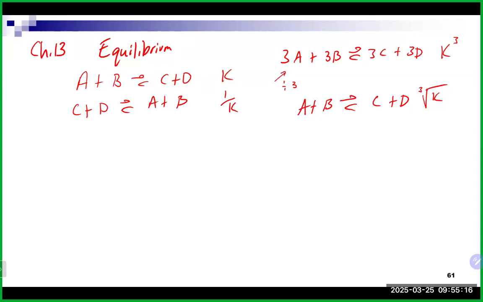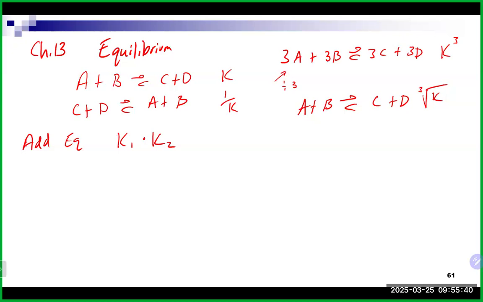A reminder as well that if we do add some equations together, what we do with the K values is we multiply the K values. We don't add the K values. So that's something a little bit different than the Hess's law sort of thing. Very commonly people get confused or mix those processes up.